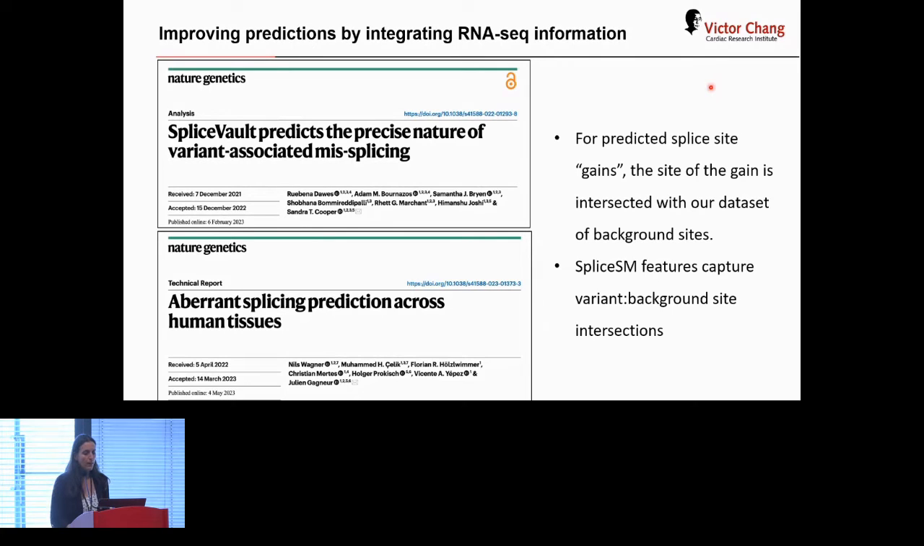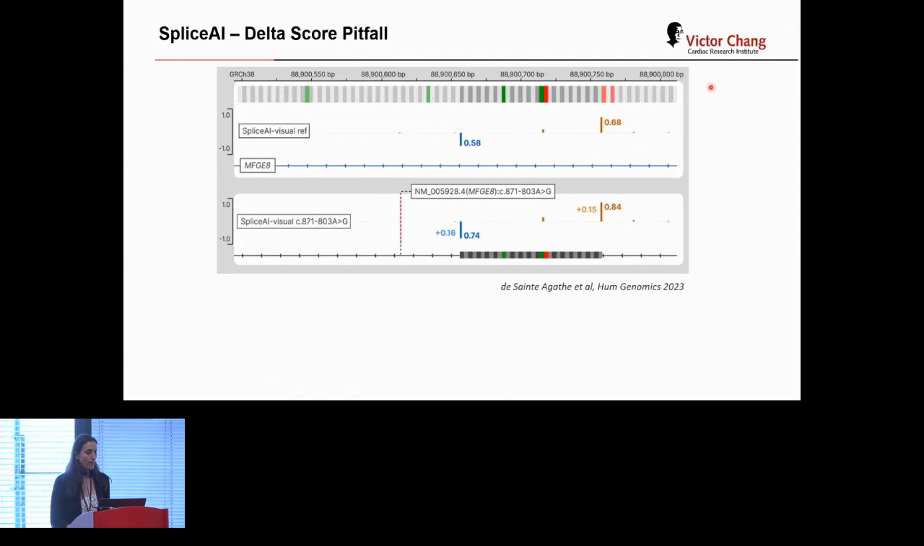For predicted splice site gains, we intersect these sites with our datasets of these background sites, which is the low-level RNA-seq data. And we use this as a feature, the variant and the background site intersections. Another feature of our method is that it addresses the delta score pitfall, as it has been called.